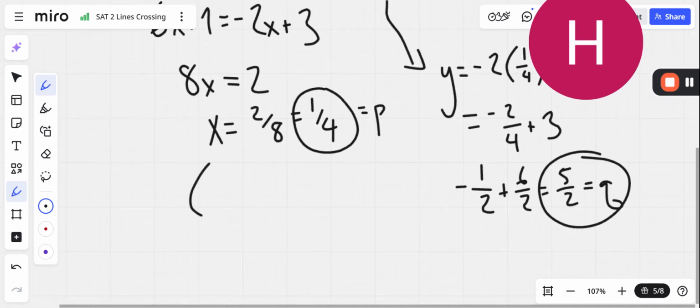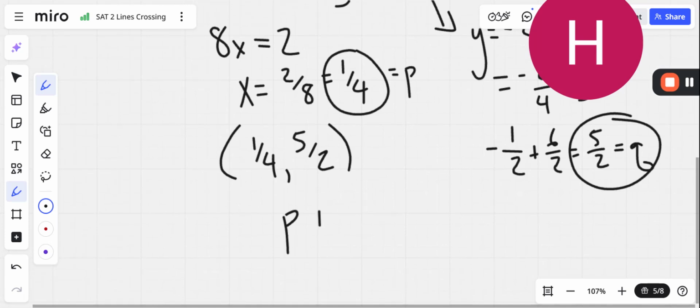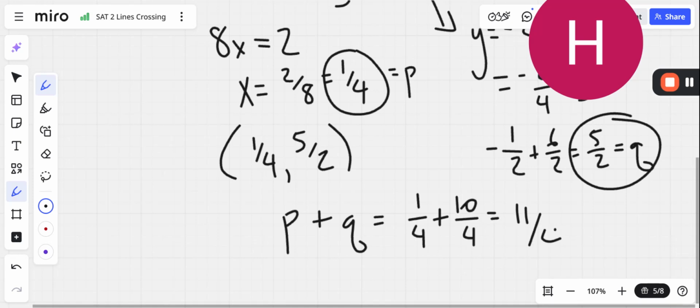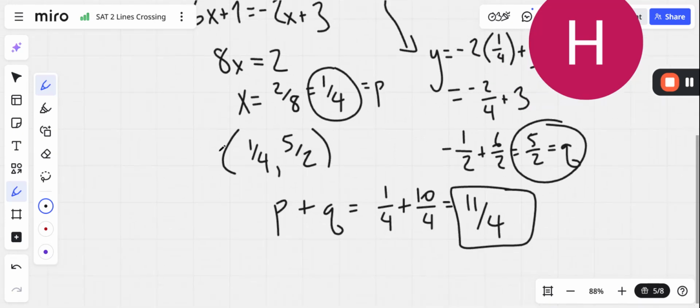So we've determined that the intersection occurs at 1/4, comma 5 halves, but this is not what they're asking for. They're asking for p plus q. So we're simply going to add these together. 5 halves is just 10/4, for a grand total of 11/4. Okay, so pretty simple there.